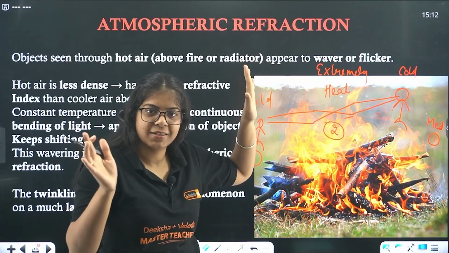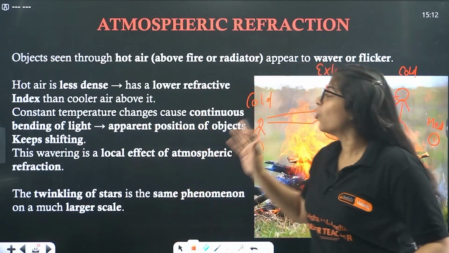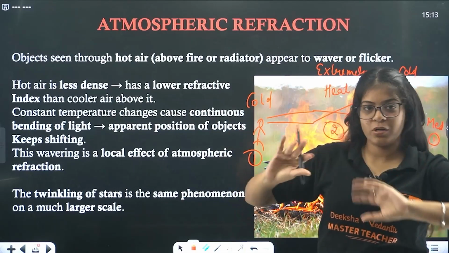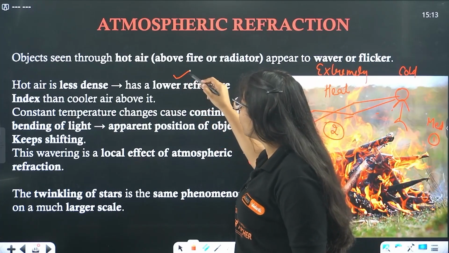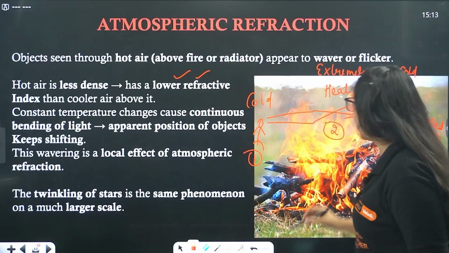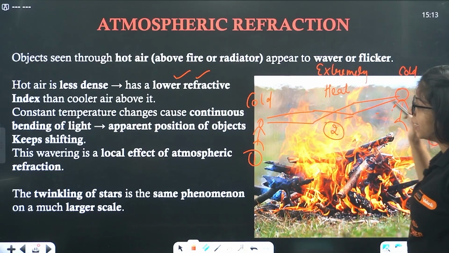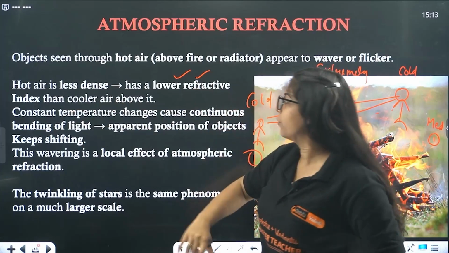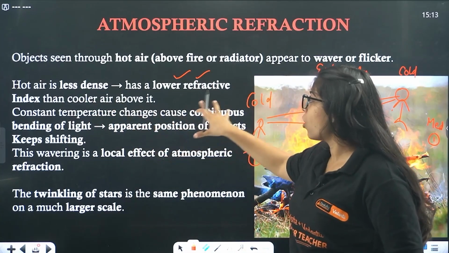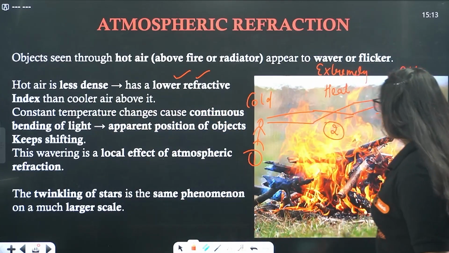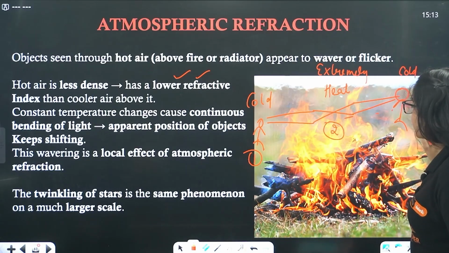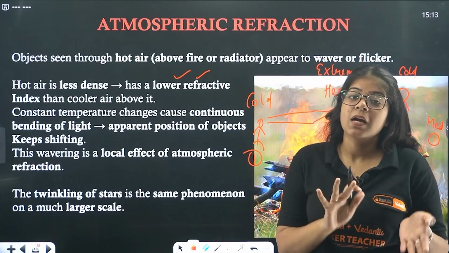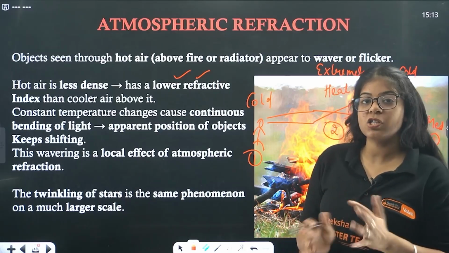Okay, so beta, hot air is less dense. That means particles are away from each other. Hot air is less dense and has a lower refractive index, than the cooler air above it. Okay, constant temperature changes cause continuous bending of light. As the temperature is constantly changing, a continuous refraction, bending of light is happening. Continuously light is bending.